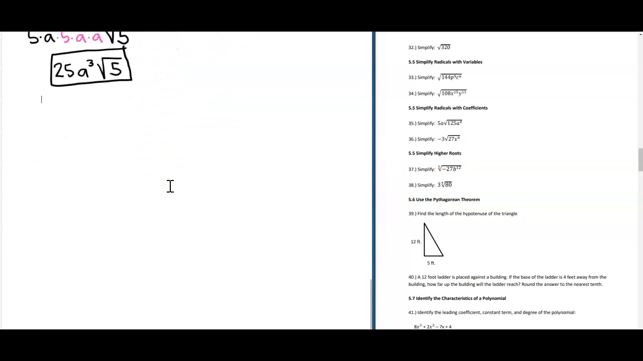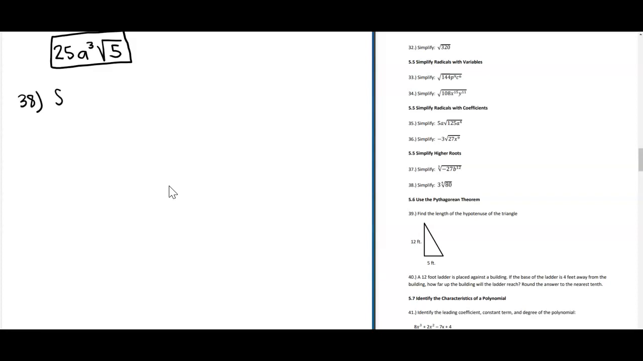All right, let's look at number 38 also. This one we've got a fourth root. So let's make sure we know what to do if we have a fourth root. Again, we're going to simplify. And we've got 3 times the fourth root. Notice this gives us a different root. It's not a square root, it's a fourth root of 80.